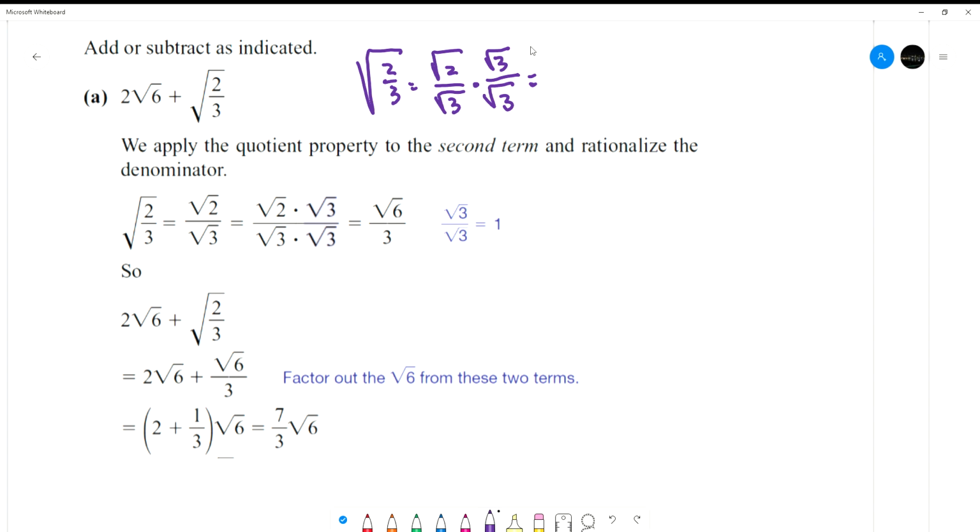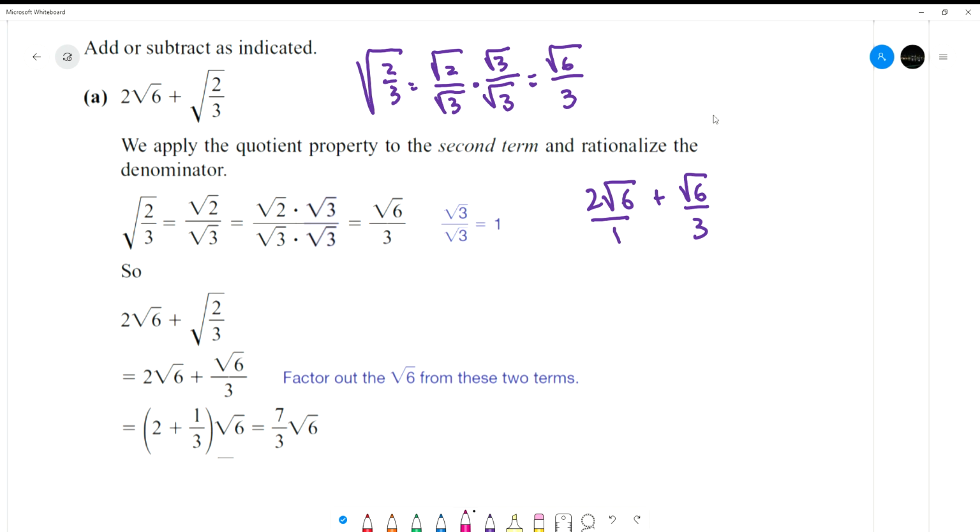So root 2 times root 3, that's our product property. So we can multiply and get root 6 over root 3 times root 3, which is just 3. So now our new problem is 2 root 6 plus root 6 over 3. So notice this is a fraction, right? I have to multiply by something.